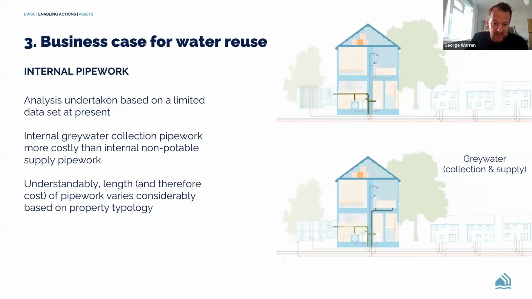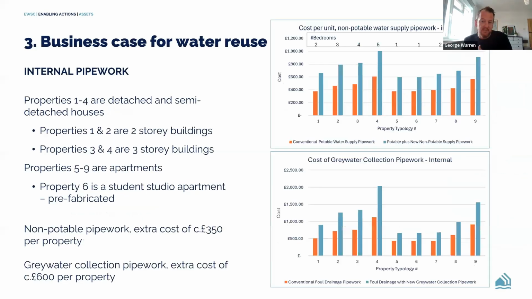And it is quite influenced by the house typology. So the more floors there are, the more bathrooms that it's supplying or taking grey water from, obviously it's going to increase the cost per plot. But this gives us an indication here. So properties 1 to 4 on this, you'll see the property typology numbers along the x-axis on the bottom there. They are detached and semi-detached properties, and they vary in terms of the number of storeys associated with them.